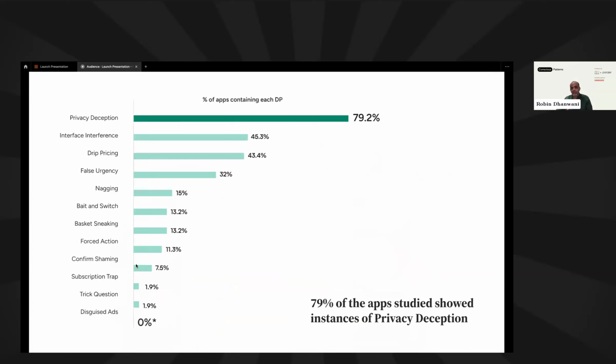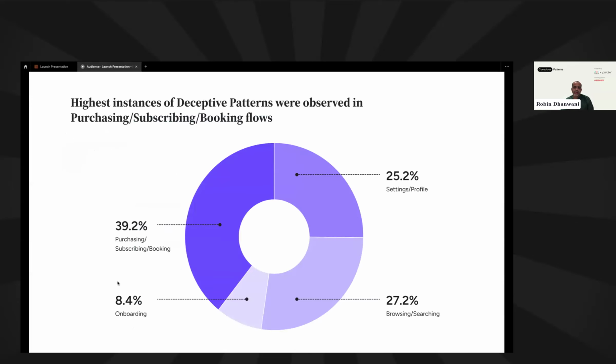The pattern that we found most prevalent in our study was privacy deception. 79% of the apps had some instances of privacy deception. I'll be very honest, as a designer myself, catering to privacy deception is hard. And I think there are new initiatives being taken everywhere in the world to come up with better design patterns to solve for it without affecting business metrics. But this is something that we found to be the most common pattern. The other ones that followed were interface interference and drip pricing. Let's see, where did we find these patterns in the journey of different products that we used?